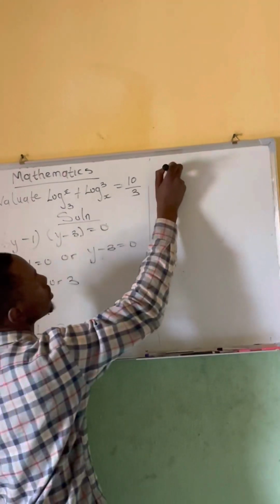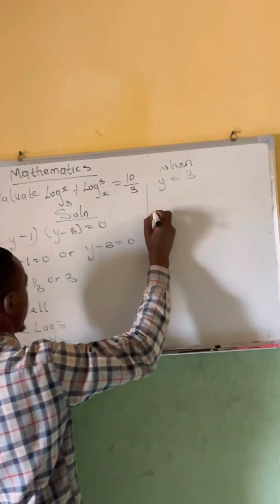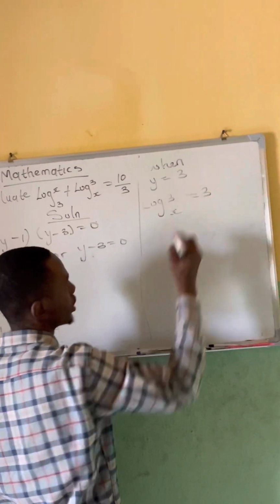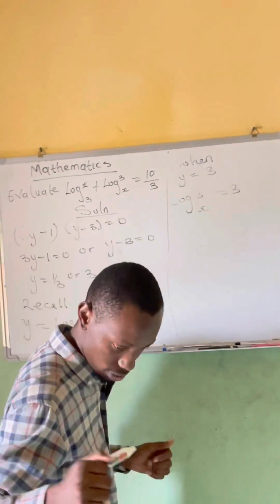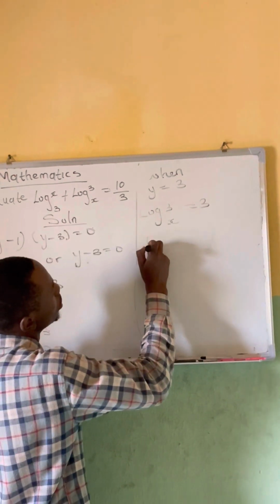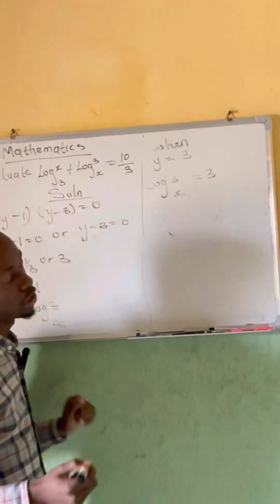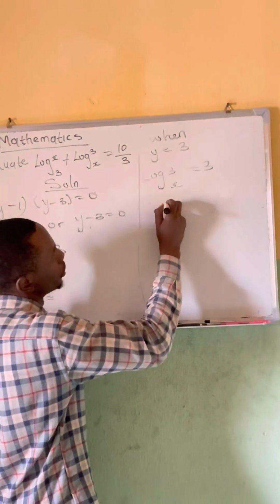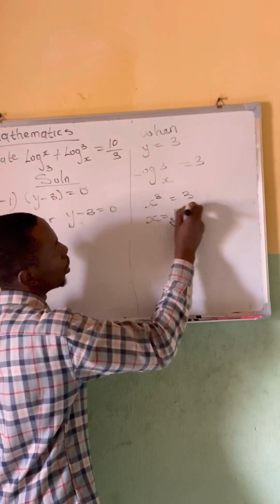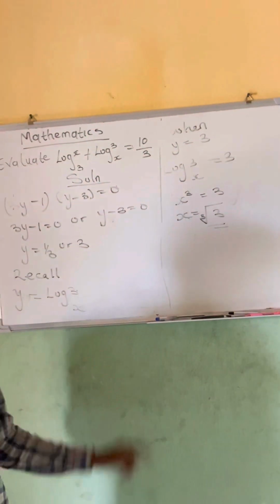So when y is equals to 3, I have that log 3 base x is equals to 3. From our definition of logarithm, I will have that x raised to power 3 is equals to 3. So my x is now the cube root of 3. This is my first answer. You can put calculator and then give me the answer.